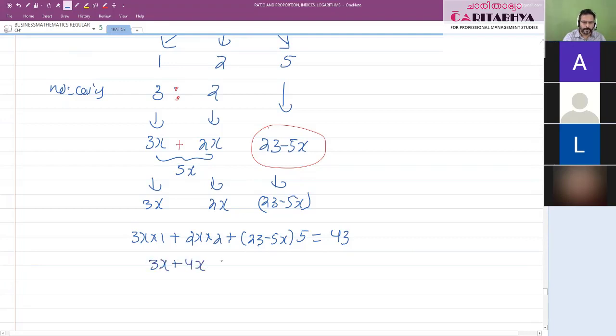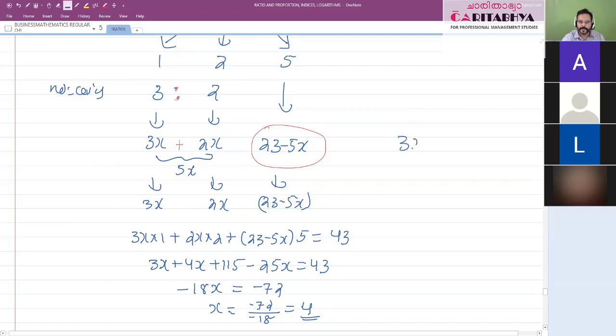3x plus 4x plus 115 minus 25x is equal to 43. 7x minus 25x, minus 18x, is equal to 43 minus 115, minus 72. x is equal to 72 divided by 18. The minus signs cancel, so x is equal to 4. So there are 3x 1 rupee coins, that implies 3 into 4 equal to 12.